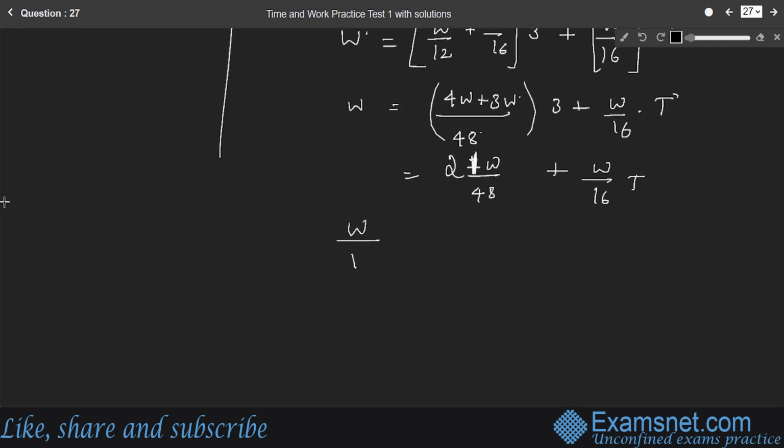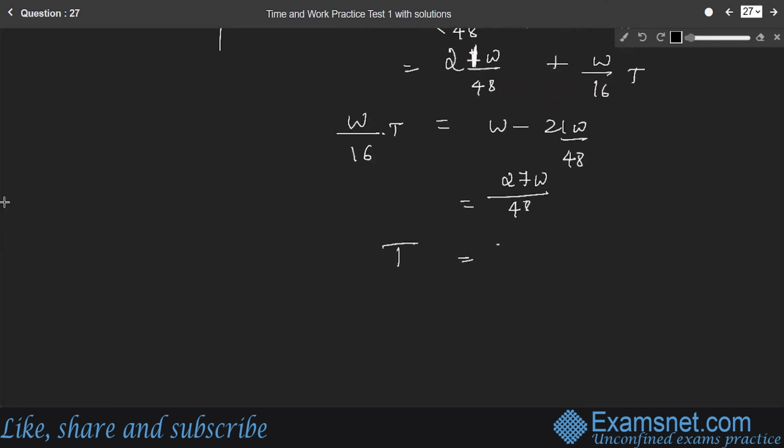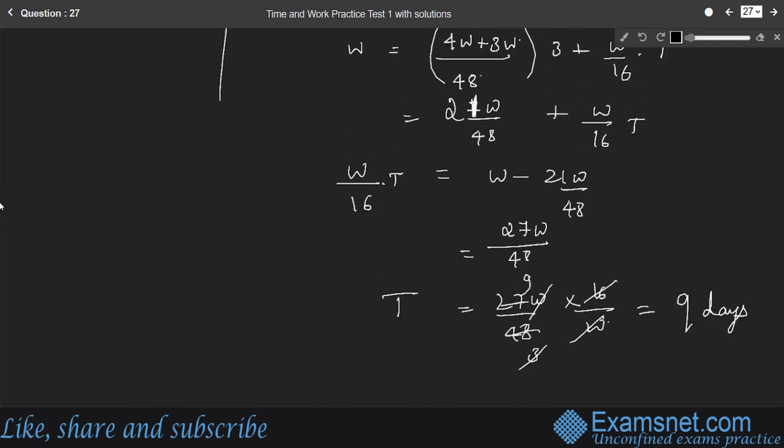For that, we'll consider W by 16 into T is W minus 21 W by 48. Since 48 is the LCM, the numerator becomes 48 minus 21, which is 27 W, right? So we'll find the value of T. So 27 W by 48 into 16 divided by W. W will get cancelled. 16 into 3, and 3 into 9 is 27. Therefore, the value of T is 9 days, right? So T is 9 days.